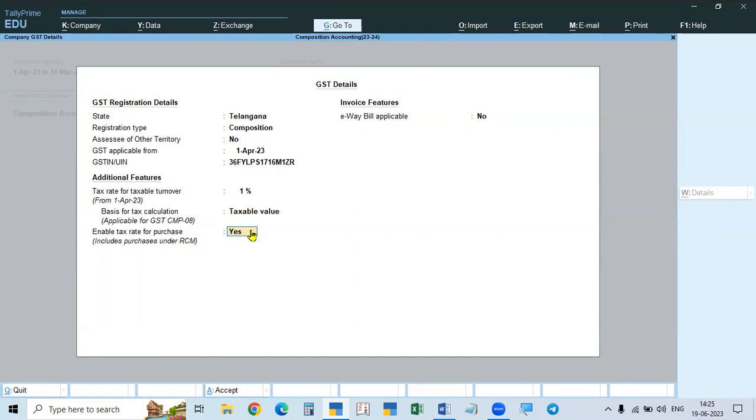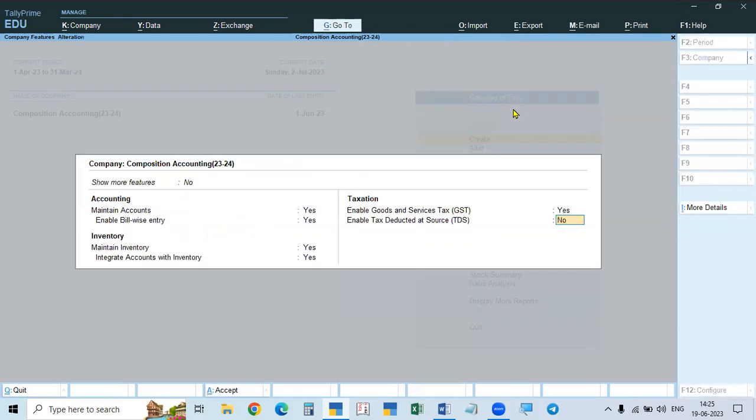I already told you, you can make it yes. It will be applicable for the RCM also. It is our next topic. Even if you keep it no, it is okay, no problem. And e-waybill and all this, keep it no, and accept this again. Accept this window. Accept the window. Okay, it's over.